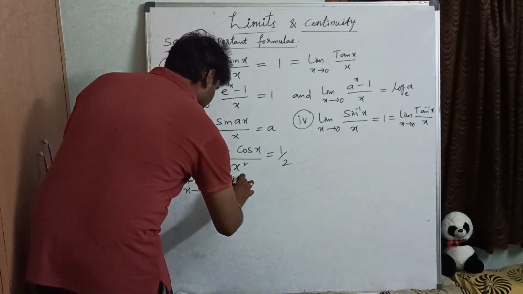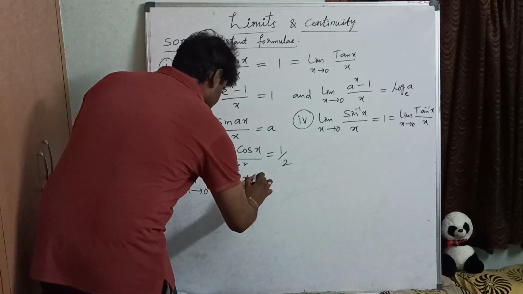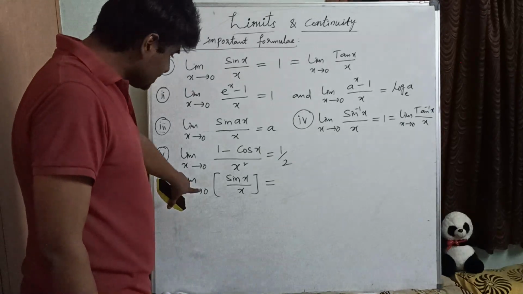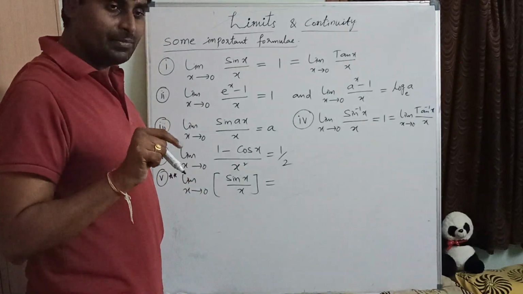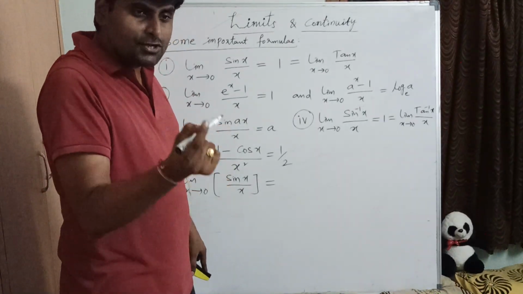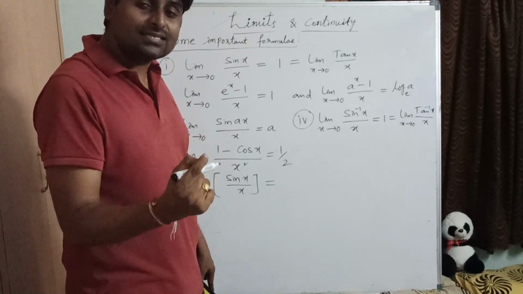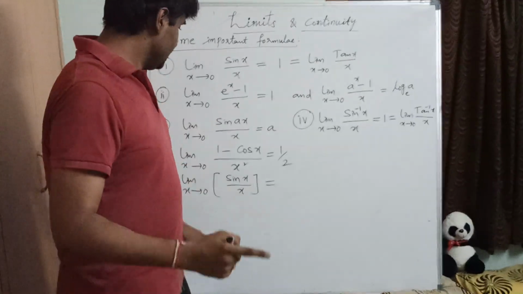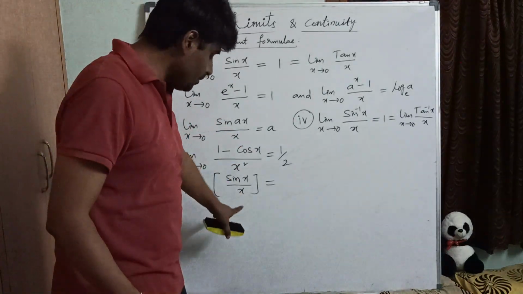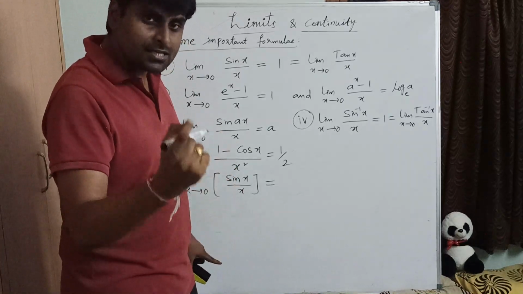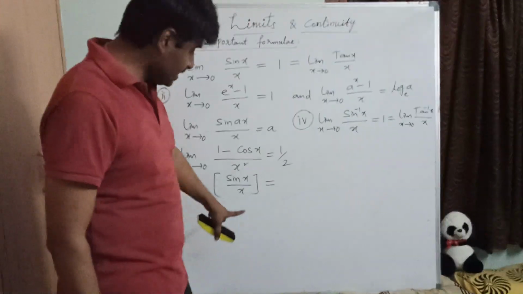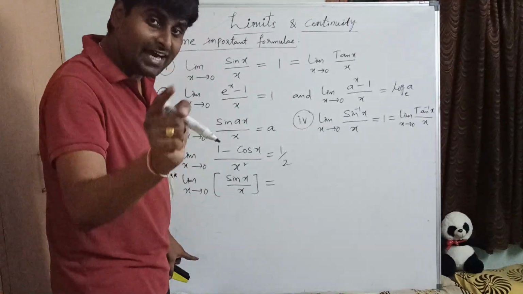Now this is very important: limit x tends to 0, step of sin x by x. What will be the result for this? Limit x tends to 0 sin x by x. Always remember, whenever you compare sin x and x, x is always slightly greater than sin x. Let me repeat: whenever we have sin x by x, this denominator x is always slightly greater than sin x. Here the denominator is more than the numerator.